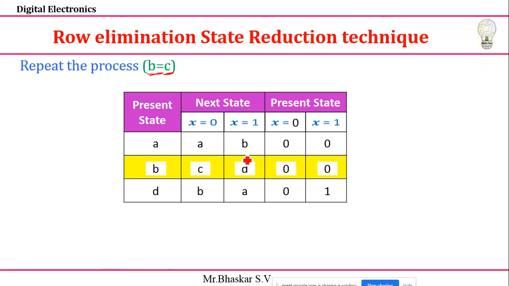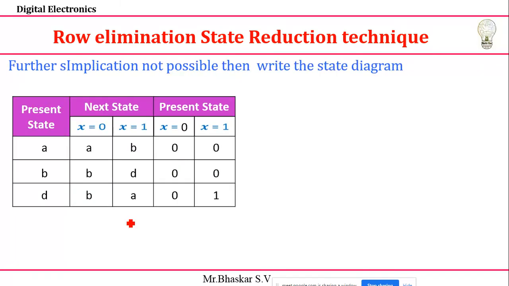Okay, carefully see the changes. Once this has happened, check whether any further simplification can be done. 0 0 and 0 0: I could do this with A B and B D, but here A B is there and B D is there, so this is not possible. A to D is also not possible. So further simplification is not at all possible, and then we need to write the circuit diagram.